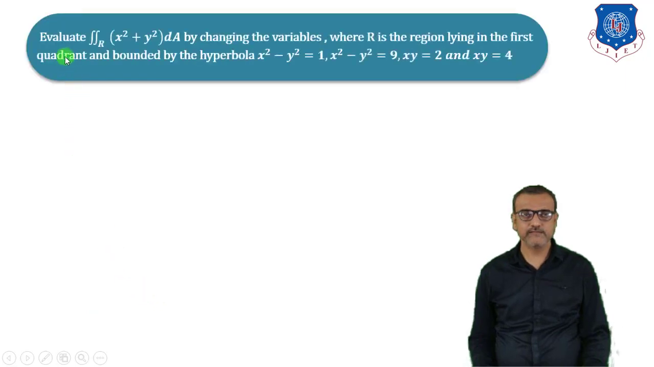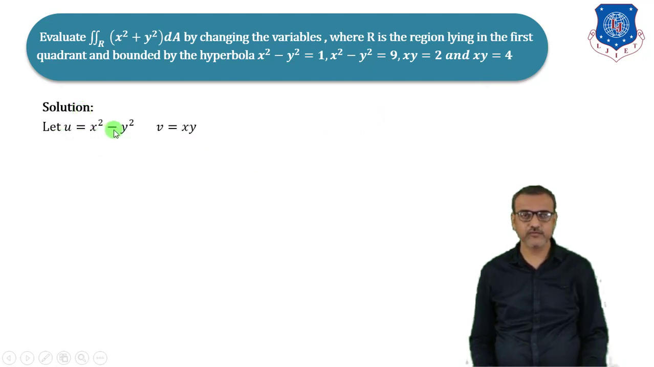Now we will see example number 2 related to this topic. Evaluate double integration of x square plus y square dA over a given region R by changing the variables, where R is the region lying in the first quadrant and bounded by the hyperbolas x square minus y square equals 1, x square minus y square equals 9, xy equals 2, and xy equals 4. So here is the solution.